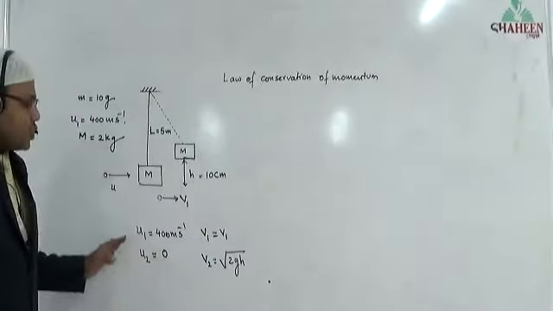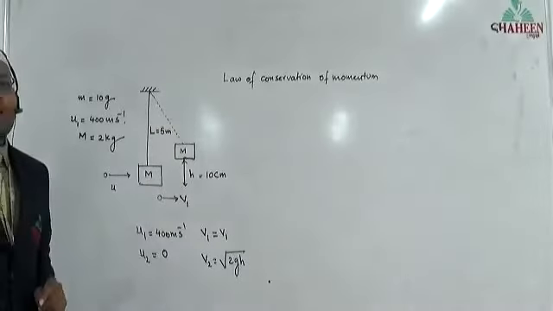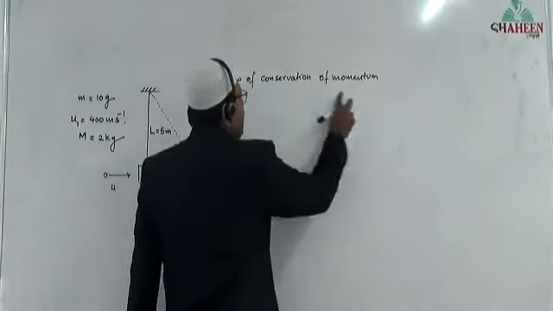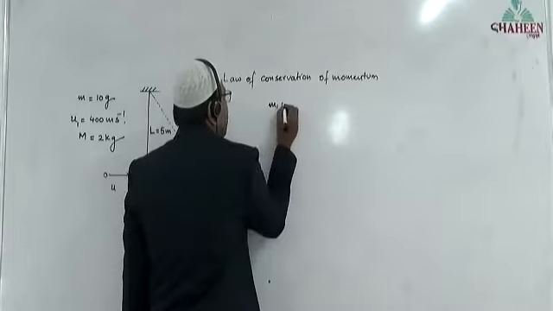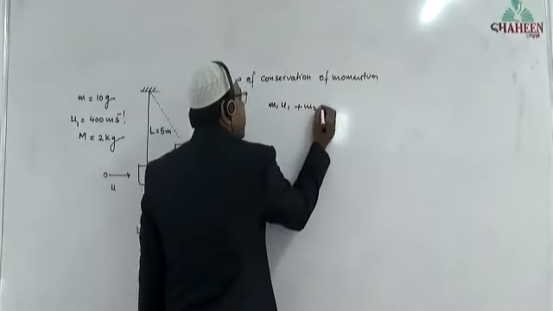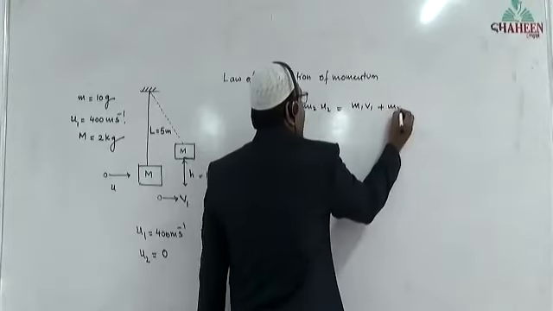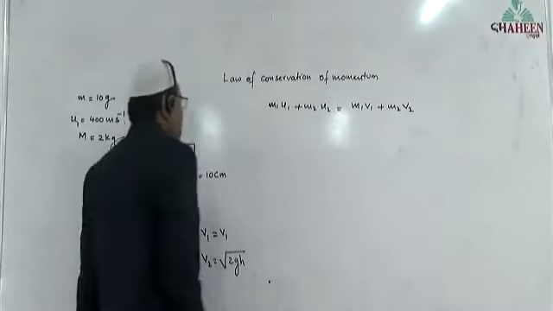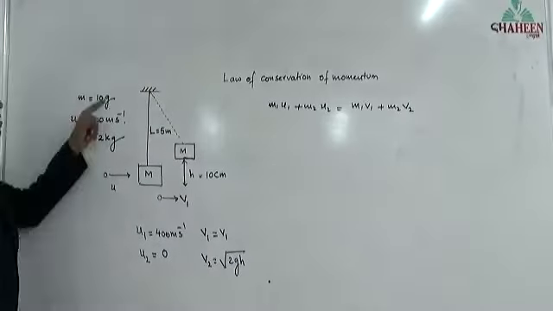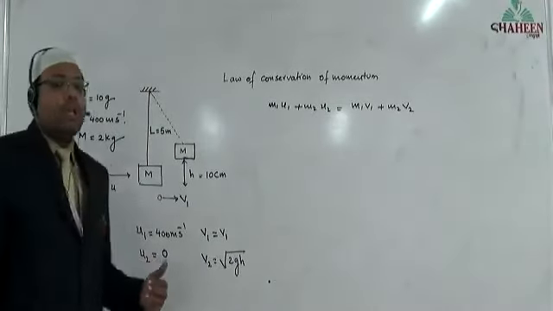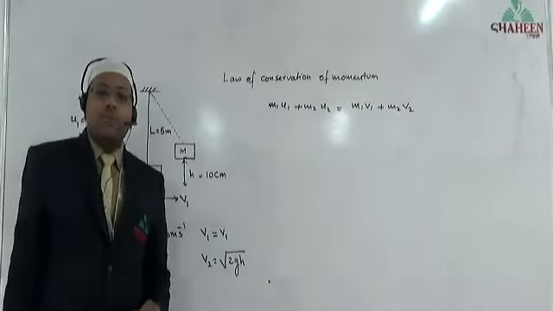So let us substitute all these values in our formula. What formula are we having? The law of conservation of momentum: M1u1 plus M2u2 is equal to M1v1 plus M2v2. What is M1? M1 is 10 gram. It is not the SI unit, so we are solving the problem in SI unit.